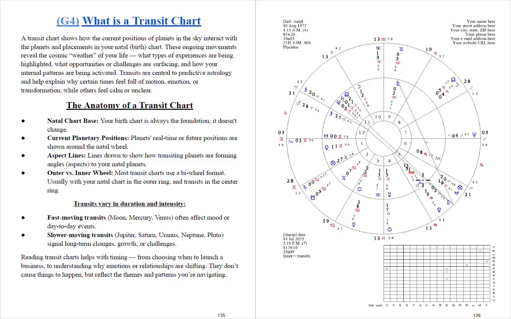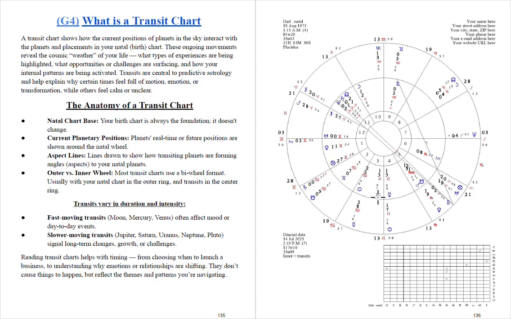And then you also may have Neptune, which may be diluting things. They all just depend on the aspect that's happening at the time. Which leads us over here. The current planetary positions are when the planets' real-time or future positions are shown around the natal chart.